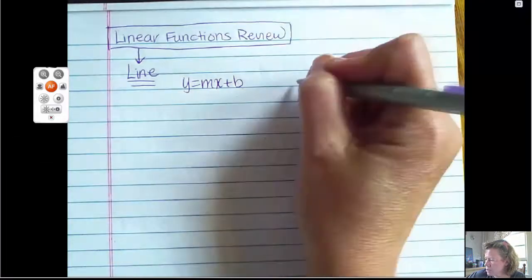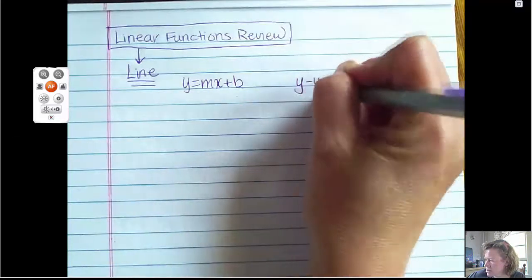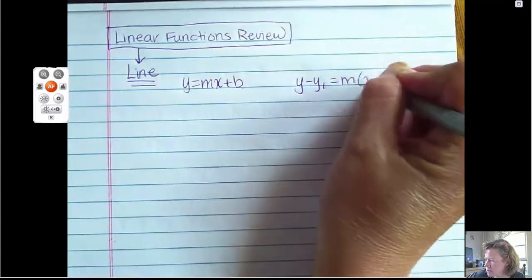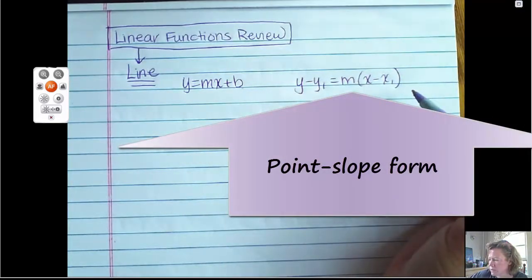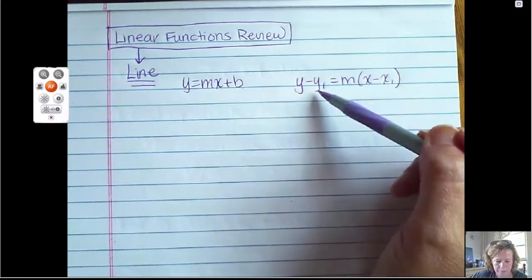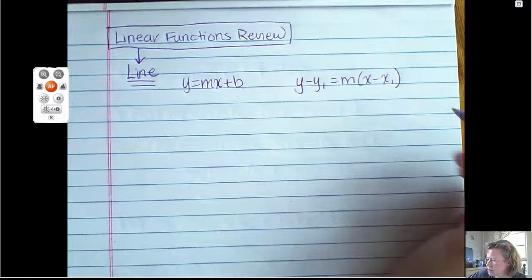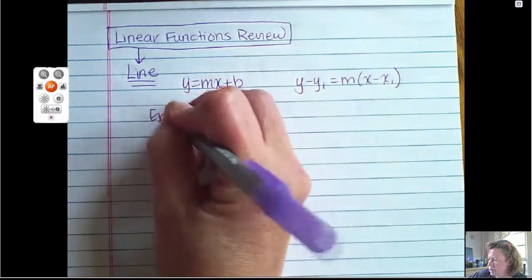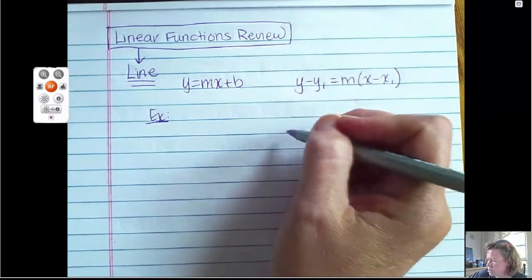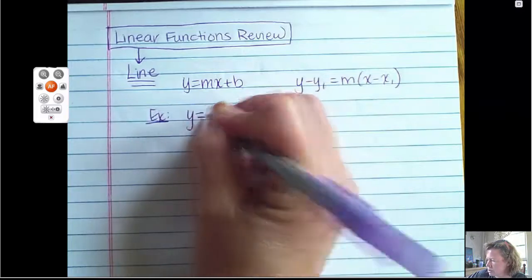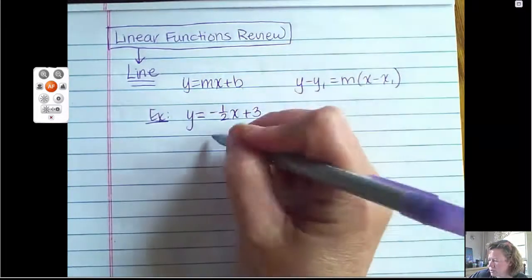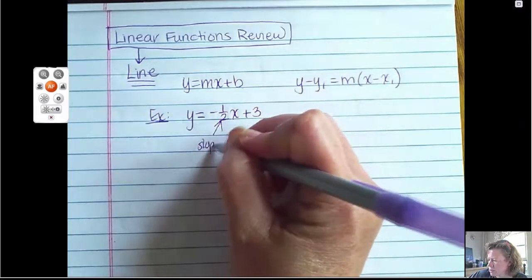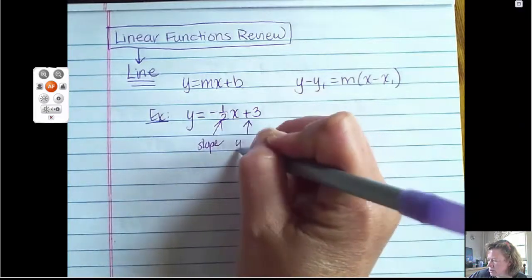And there's y minus y1 equals m times x minus x1. That's called point-slope form because it uses m, the slope, and the point x1, y1. So here's an example of each. In y equals mx plus b, you may have an equation that's y equals negative 1/2 x plus 3. Negative 1/2 is your slope, 3 is your y-intercept.